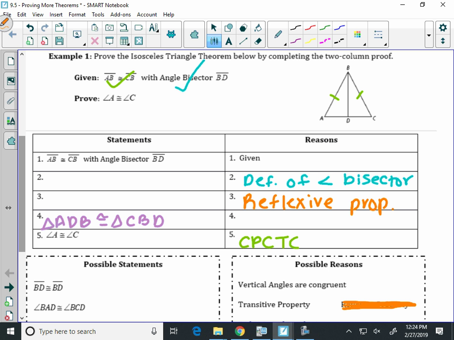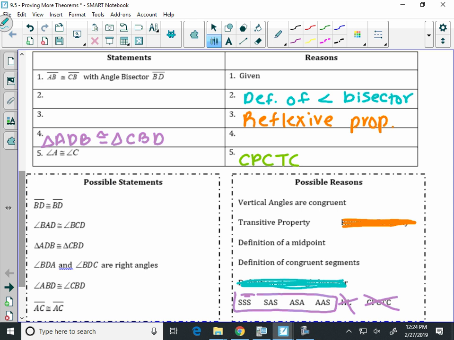Okay? So here, it's definition of an angle bisector. So are we going to put something about angles or about segments in our statement? Angles, right? Makes sense. Of angle bisector, I'm going to be saying something about angles. Well, we can rule this one out. That's talking about segments. We already used that one. That's talking about segments. Rule that one out. This one's talking about angles, but do angle bisectors make right angles? No, so that one doesn't make sense.